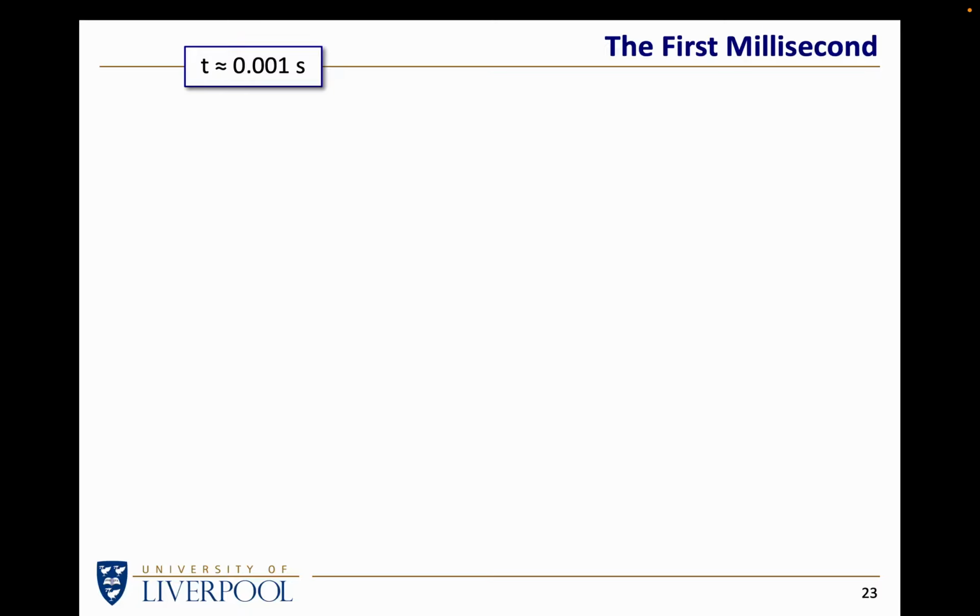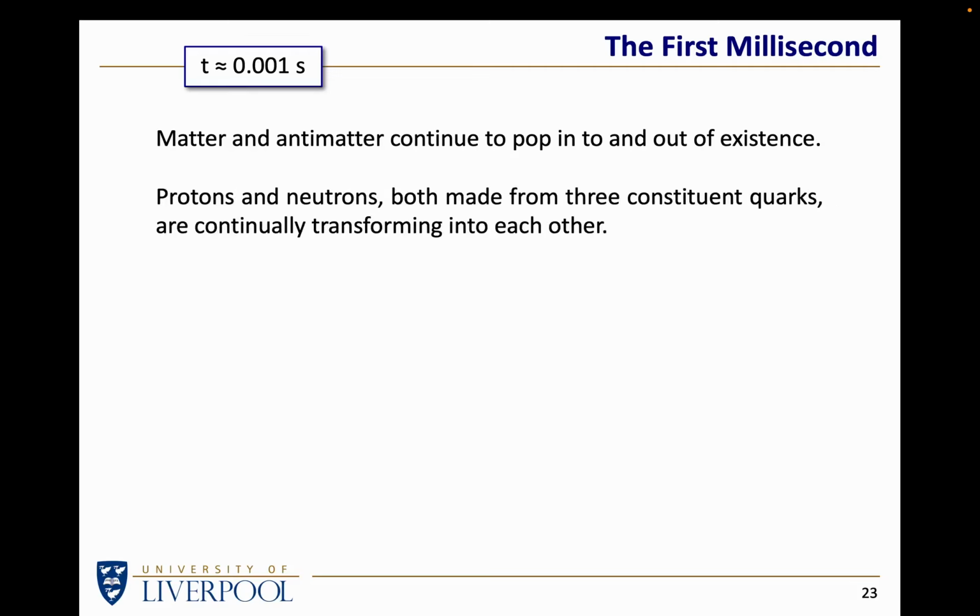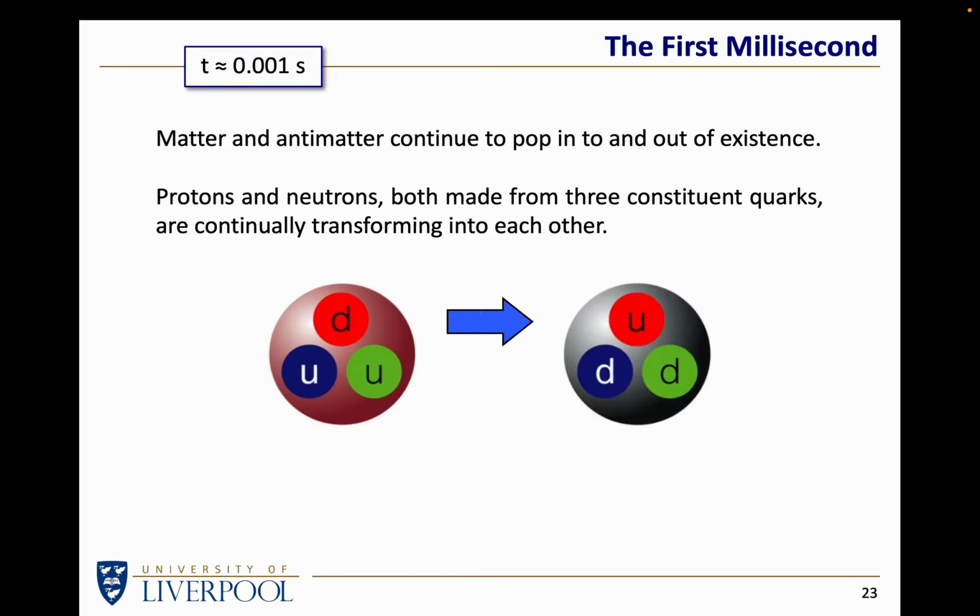What happened in the first millisecond after the Big Bang? Matter and antimatter continuing to pop into and out of existence. Protons and neutrons can be made out of quarks. Quarks are fundamental particles. Let's not worry about why they've got such a silly name. They're fundamental particles, and when 3 of them get together in a certain way, I'm not going to start explaining colours, and I'm not going to start explaining what the U and D actually refer to.